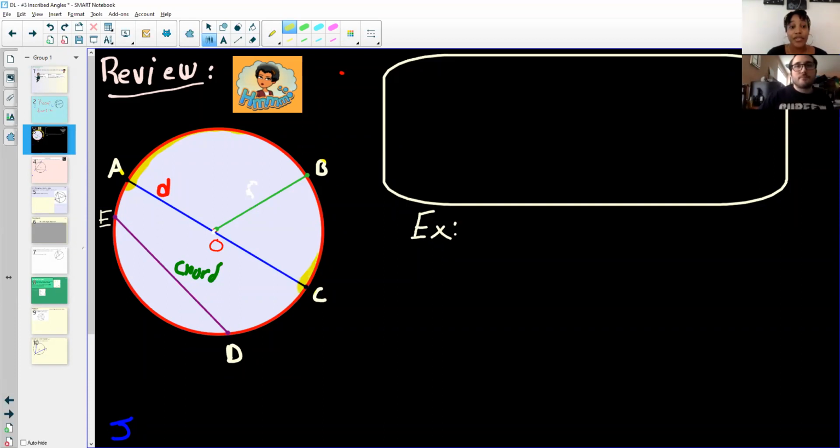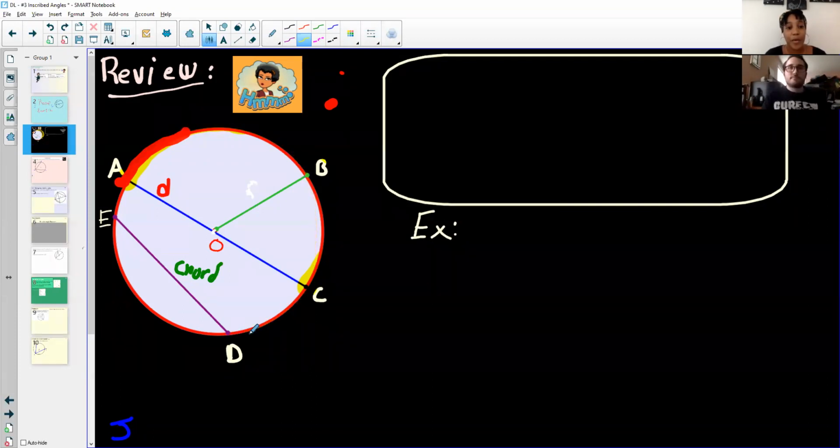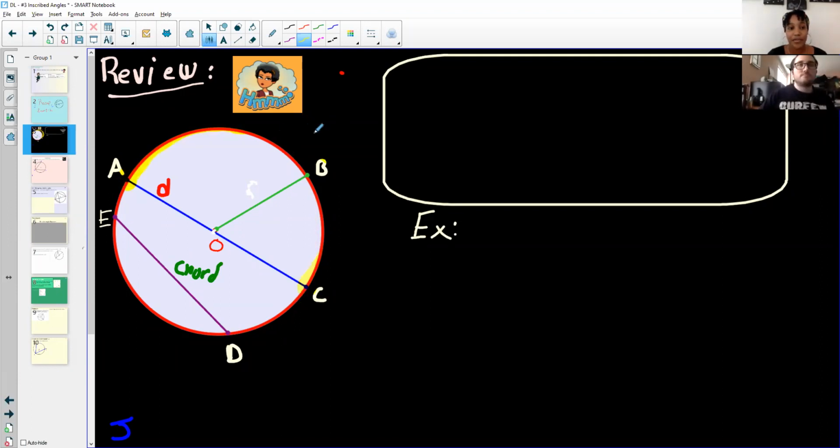We said a major arc is a little bit more than 180 degrees, a little bit more than half. So a major arc would go, for example, from A to B all the way to D. Then we taught you about minor arcs. Minor arcs go a little less than half of the circle. An example of a minor arc would be from A to B.